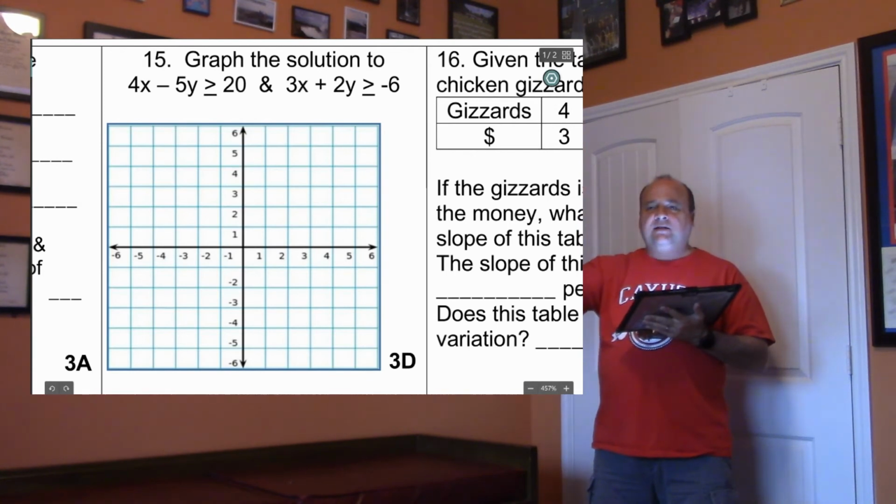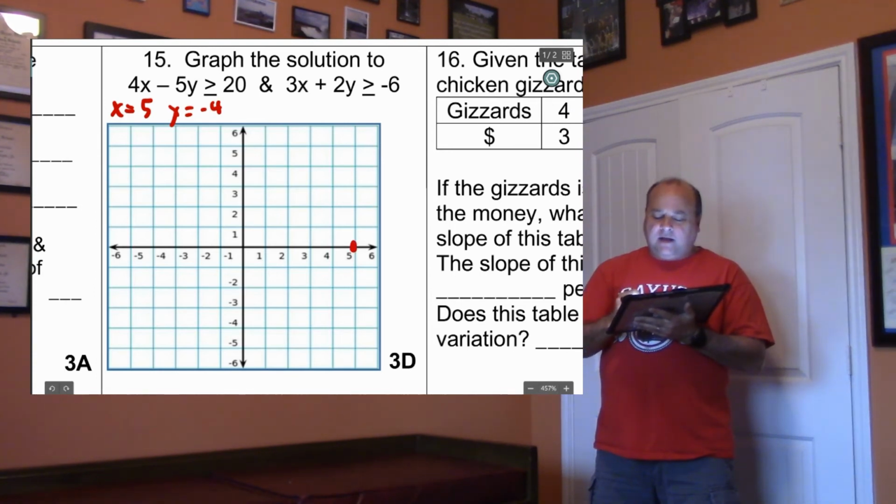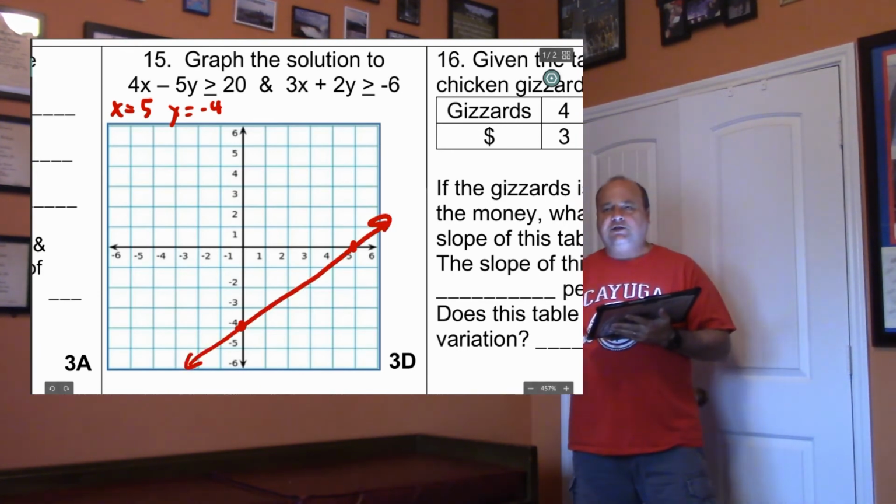Remember, we're going to get the x and the y intercepts. So my x-intercept is 20 divided by 4, which is 5. My y-intercept is 20 divided by negative 5, which is negative 4. So let's graph that. So I'm going to put a dot on the x-axis at 5, a dot on the y-axis at negative 4. It's going to be a solid line, and it's going to look like that. I'm going to shade it in a minute.